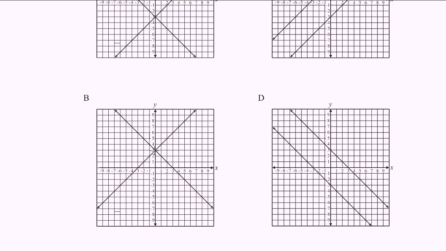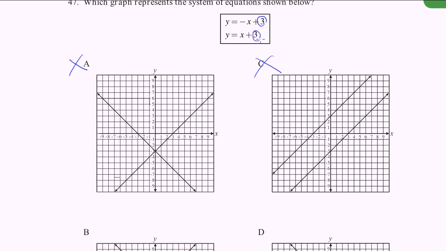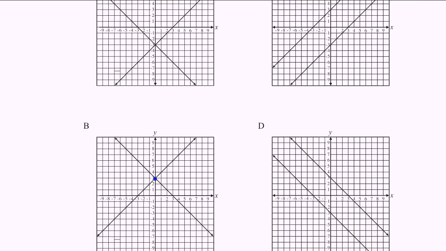Choice B. So I have two lines. Both of them have a y-intercept of 3. This looks good so far. And then I have one line that has a positive slope of 1. For every 1 I go over, I go up 1. And I have one that has a negative slope of 1. So when I move over 1, I go down 1.